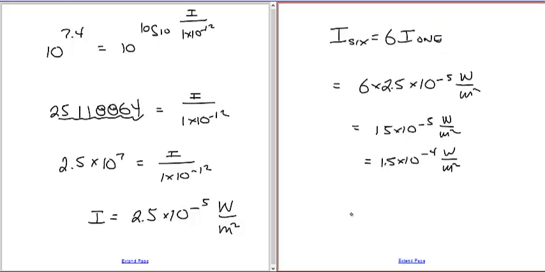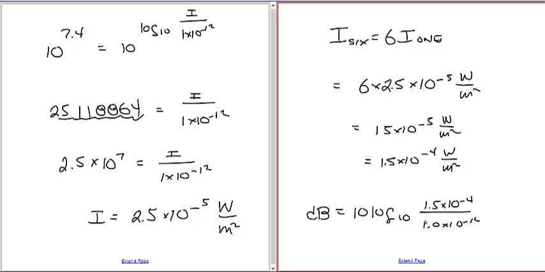And then you can convert that to decibels. So you take 10 times log base 10 of 1.5 times 10 to the minus 4 divided by 1.0 times 10 to the minus 12. And then you can just stick that in your calculator.